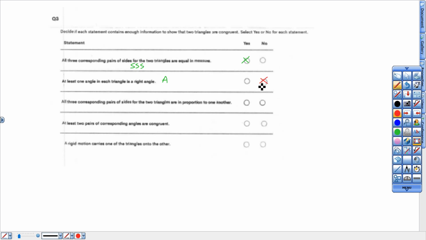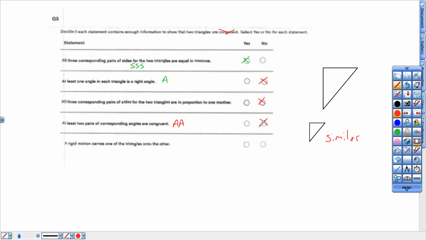All right, all 3 corresponding sides are in proportion. And again, proportion is similar. If I got a triangle and took it and copied it and then stretched it, they have the same proportions, but they're not the same in every way. They're not congruent, so that one's no good. Anything proportional, similar, but not congruent. Similar, same proportions. At least 2 pairs of corresponding angles are congruent. Angle, angle, again, not quite enough.